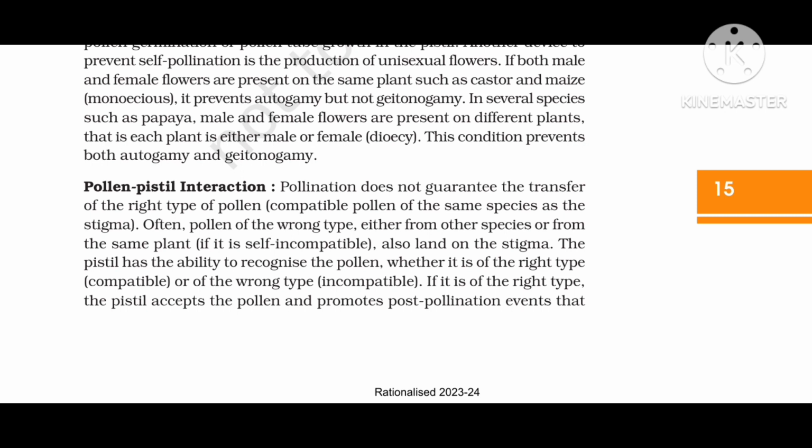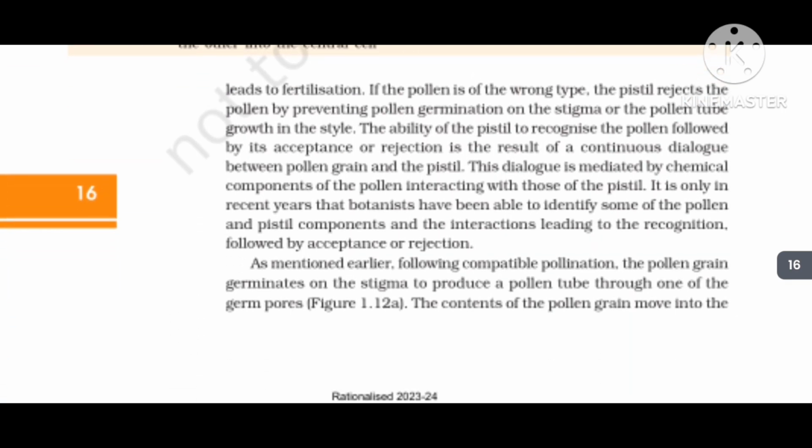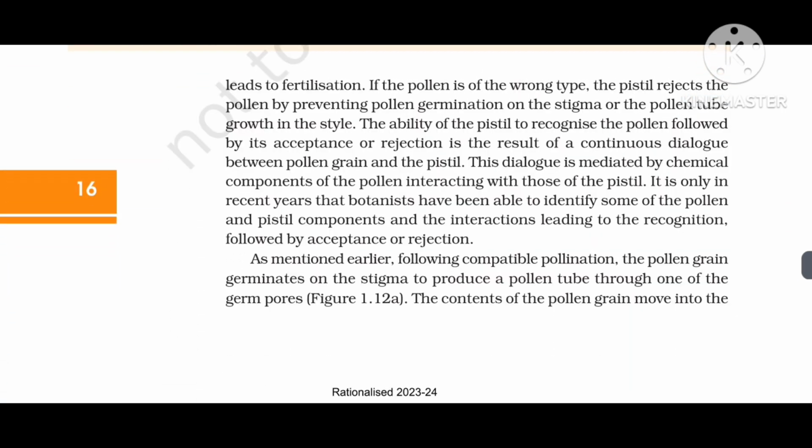If the pollen is of the wrong type, the pistil rejects the pollen by preventing pollen germination on the stigma or pollen tube growth in the style. The ability of the pistil to recognize the pollen, followed by its acceptance or rejection, is the result of a continuous dialogue between pollen grain and the pistil. This dialogue is mediated by chemical components of the pollen interacting with those of the pistil. It is only in recent years that botanists have been able to identify some of the pollen and pistil components and the interactions leading to the recognition followed by acceptance or rejection.